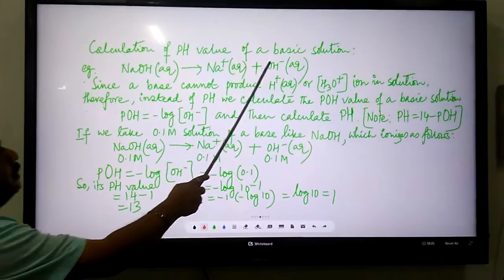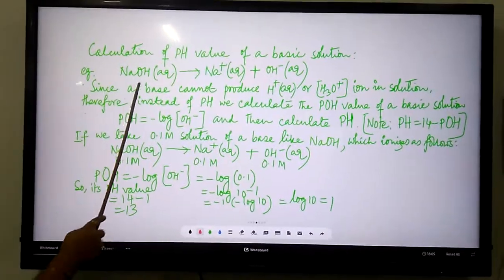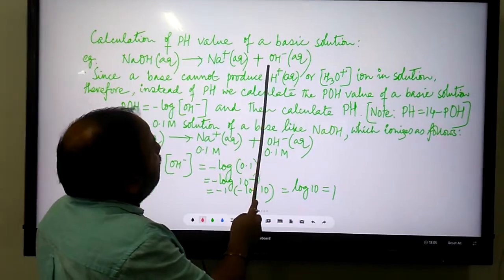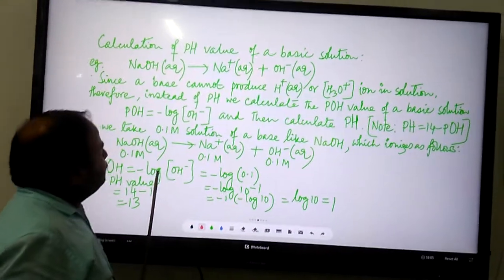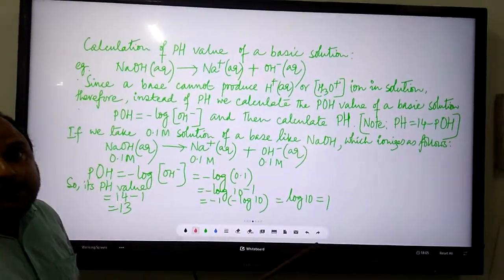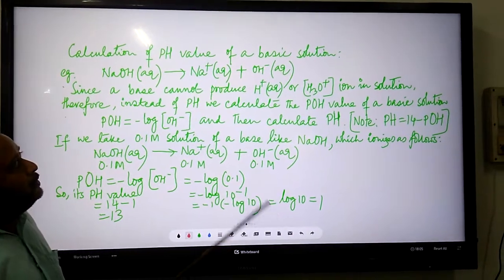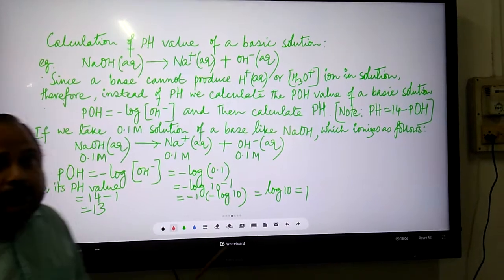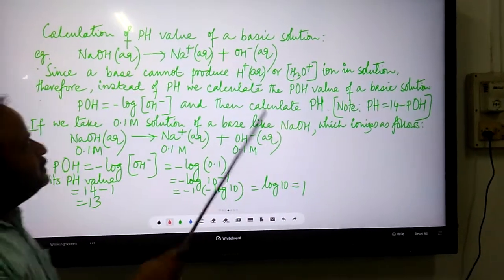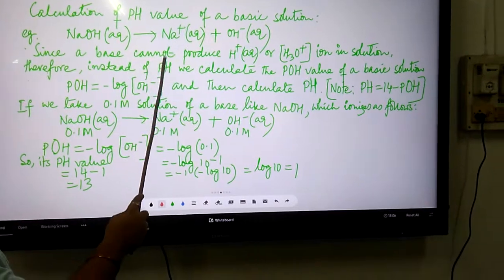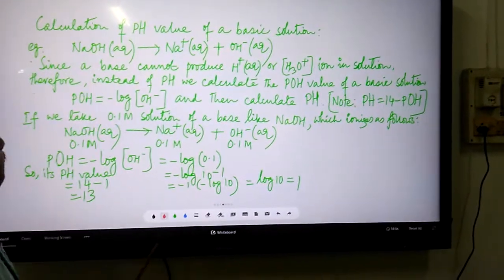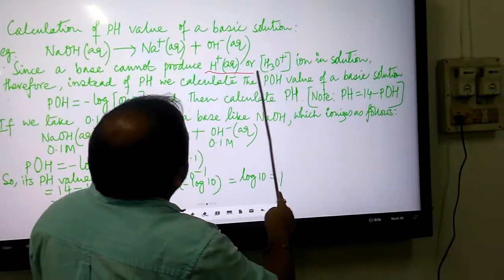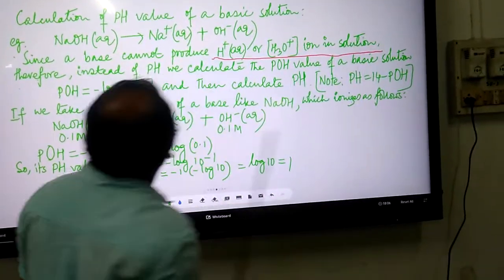Calculation of pH value of a basic solution. Suppose we have taken sodium hydroxide, which is a base. This base will produce sodium ion and hydroxide ion in aqueous solution. We need to calculate the pH value now, but we don't have any hydronium ion produced by the base because a base cannot produce hydronium ion. It produces hydroxide ion. This base cannot produce H plus aqueous or hydronium ion in solution.